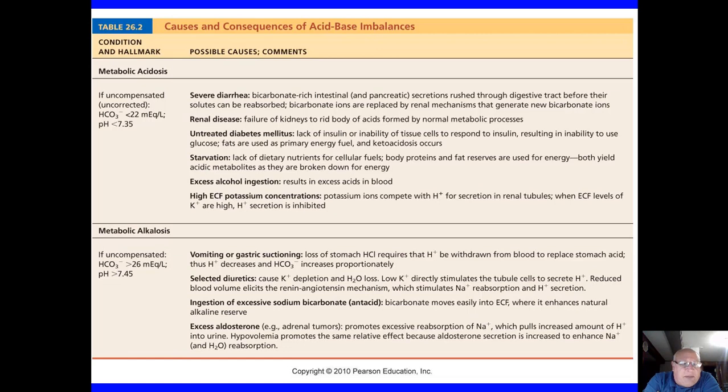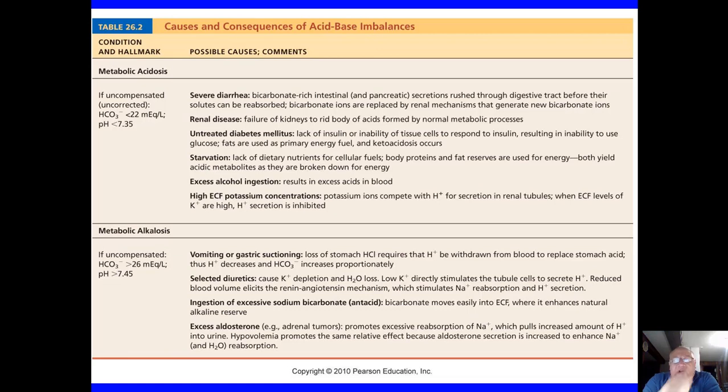Now, let's move to metabolic alkalosis for the time that I have remaining. Remember that the pH is going to be greater than 7.45. Your bicarbonate ions are going to be somewhat elevated, but here's the main point. How does it happen? It doesn't seem like it happens very regularly. Well, thank goodness. One of the ways to get metabolic alkalosis is excessive vomiting, or what they would call gastric suctioning.